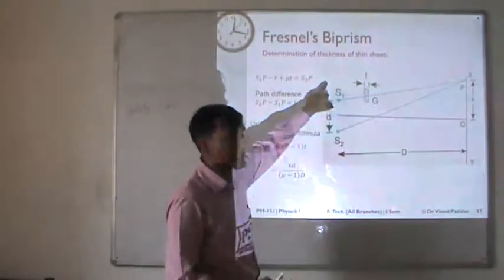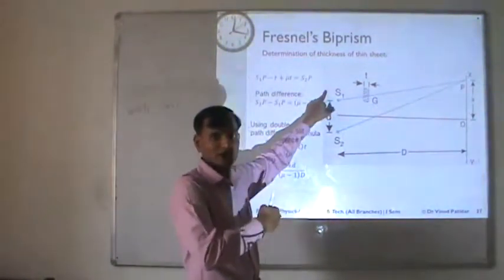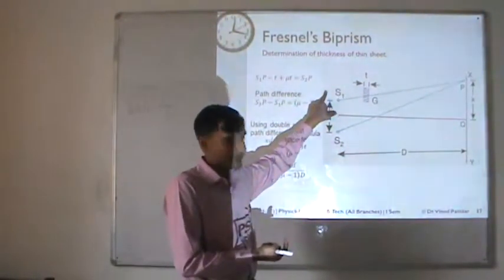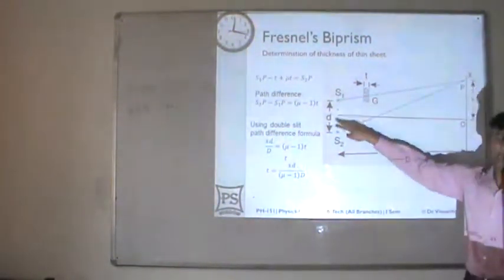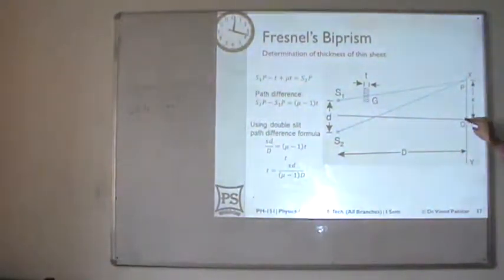So you have S1 and S2, which are virtual light sources produced through the Fresnel biprism, and you have a center point on the screen. Now what I am doing here, I am using a white light source, and I see what is on the screen. I see a white fringe on the screen. So I take the measurement of the location where that white fringe is observed.